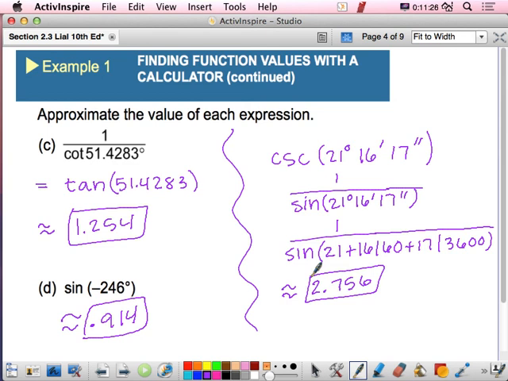Any questions? All right, this is a good time for us to break, because after this we're going to look at how do I find a missing angle if I know what the trig function value is. So it's actually an inverse process. So we're going to kind of cut it right here.